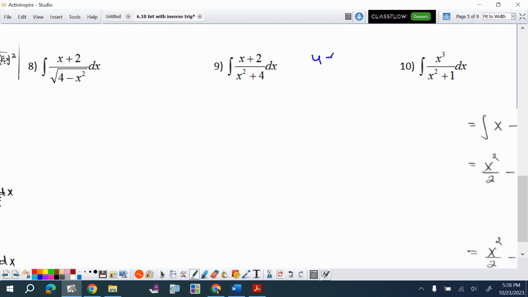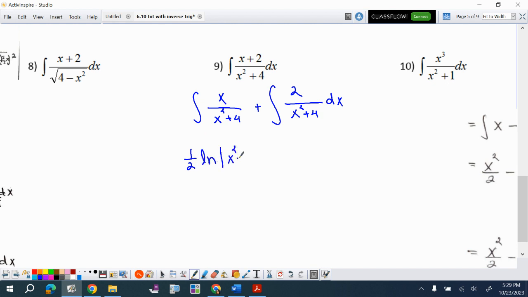Why u sub doesn't work? Let's check it out. x square plus 4, du is equal to 2x. Well, I have a 2, so what do we do with that? So let's break this integral into two pieces. x over x square plus 4, and 2 over x square plus 4. Clearly u prime over u, so this is 1 half ln x square plus 4.